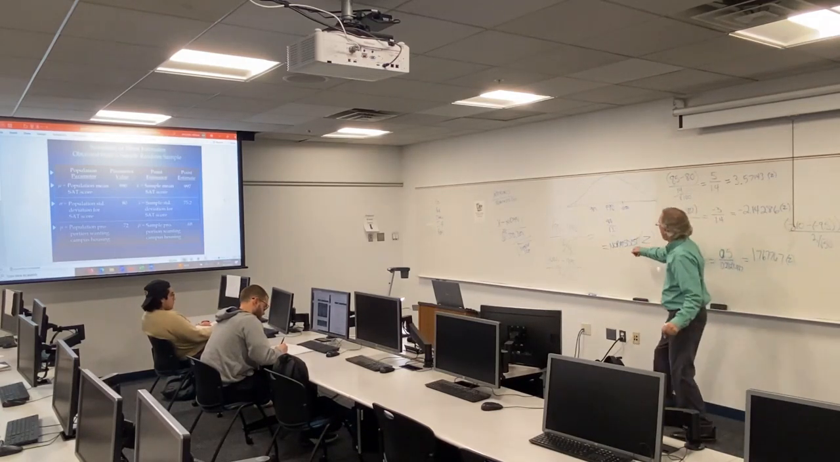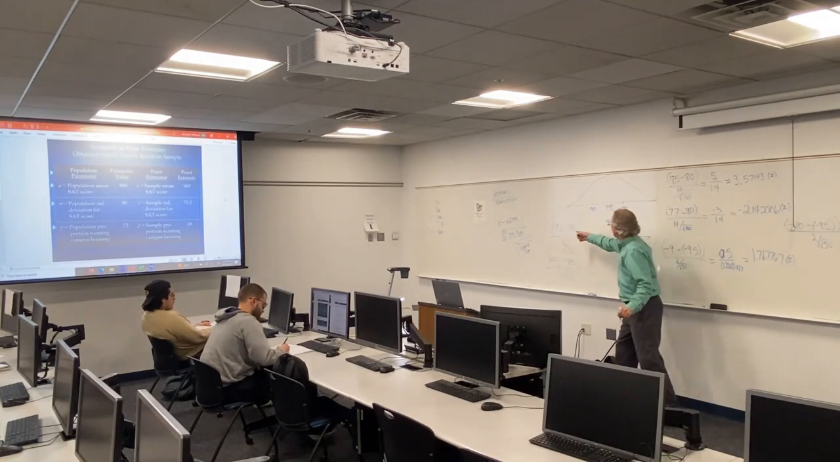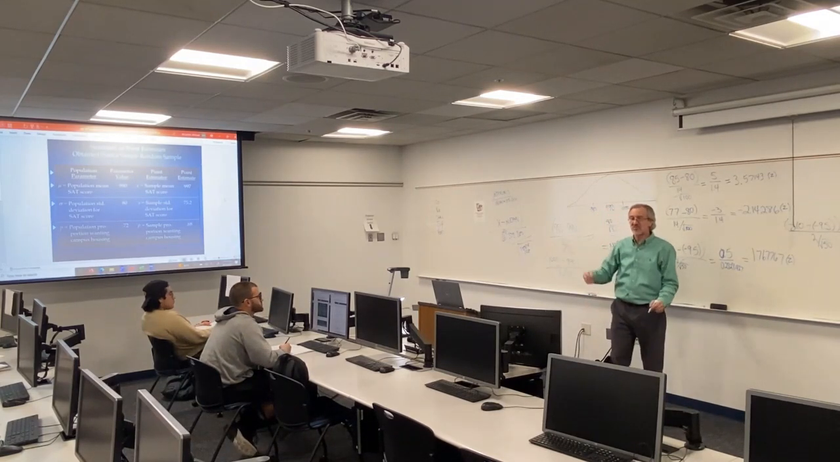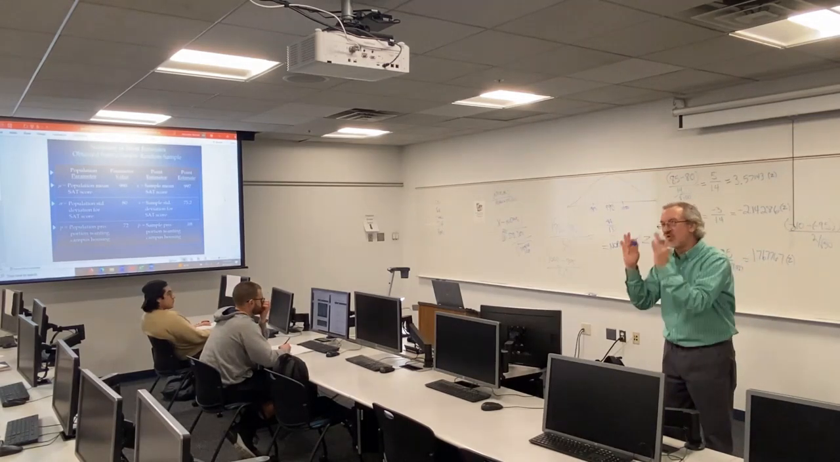Once I do that and get the probability for 1,000, and then I do it again and get the probability for 980, I subtract the two. The 1,000 is going to be the bigger one, and that's the probability between two numbers.